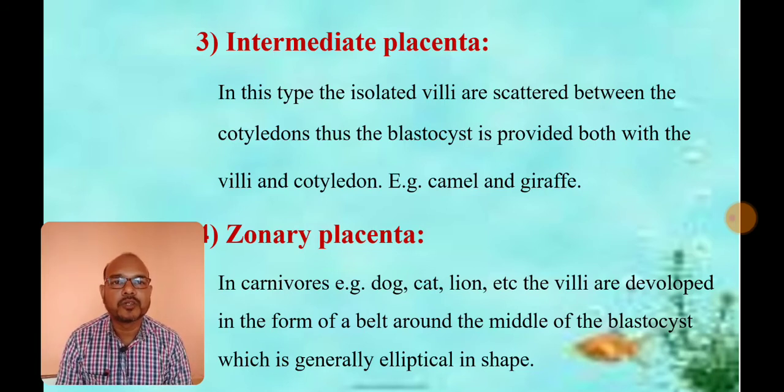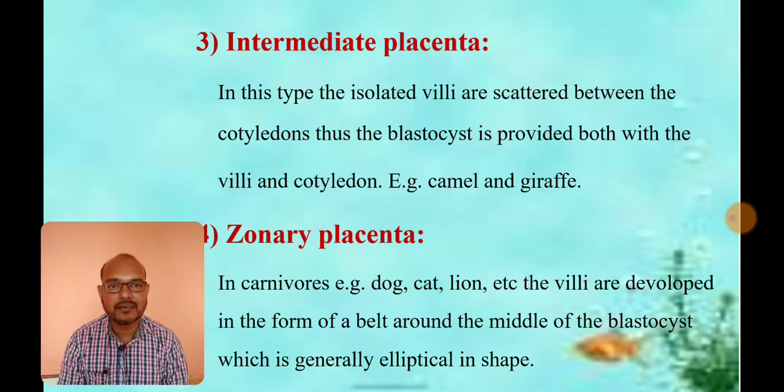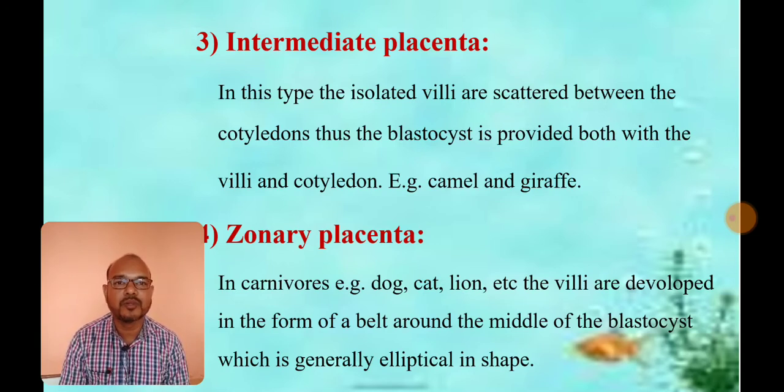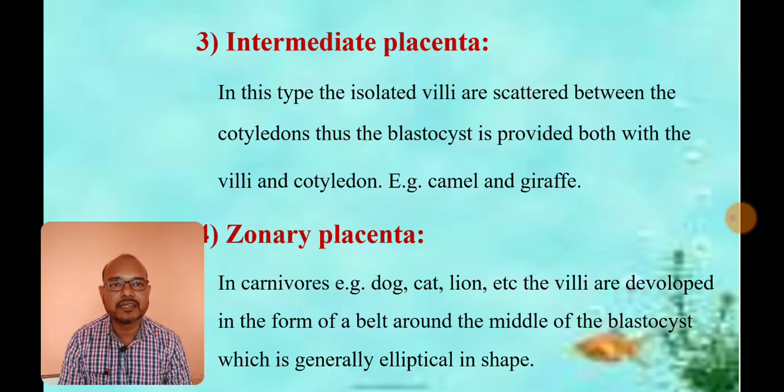Then fourth, the zonary placenta in carnivores, for example dog, cat, lion, etc., with villi developing in the form of a belt around the middle of the blastocyst, which is generally elliptical in shape.